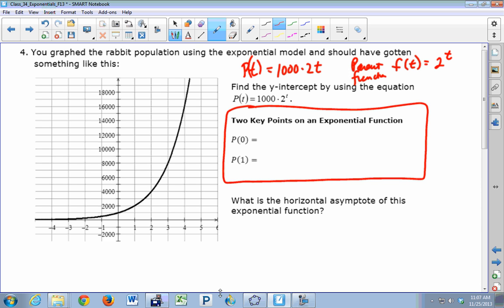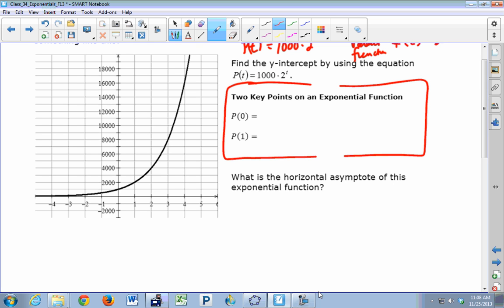1,000 times, oops, that almost looks like 2 times t, doesn't it? Let me make that t where it belongs, upstairs. Up there, there we go. So what kind of transformation is that from f of t to p of t? A vertical stretch by a factor of 1,000, right? So this function here is a transformation of our parent function 2 to the t by a factor of 1,000.